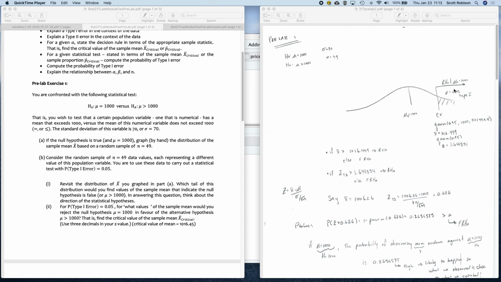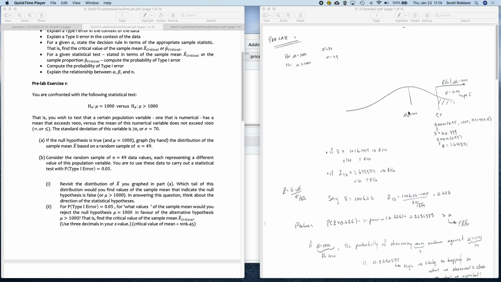So if we're going to allow 5% error, that's type 1 error. 5% error would be here. The type of error would be rejecting the null hypothesis, even though the hypothesis is true. So that would be a type 1 error. So that is called alpha.